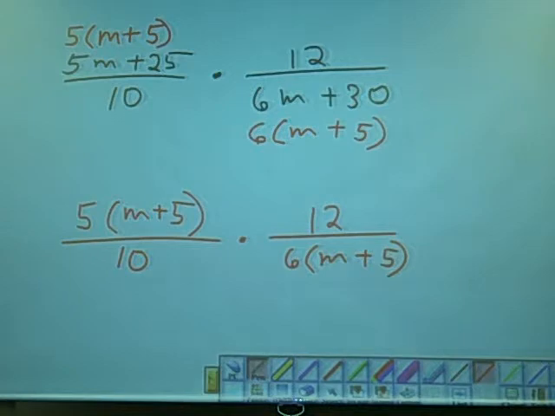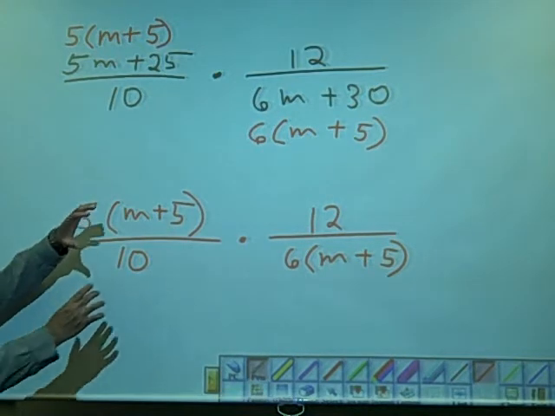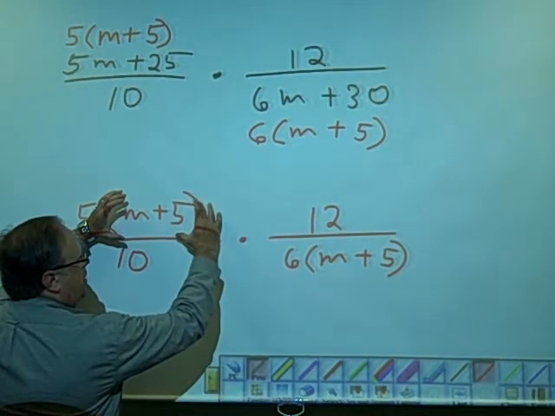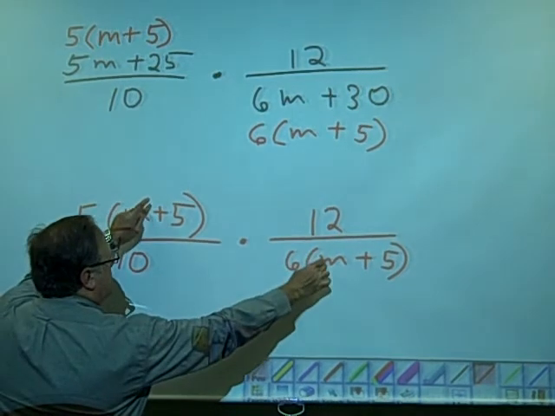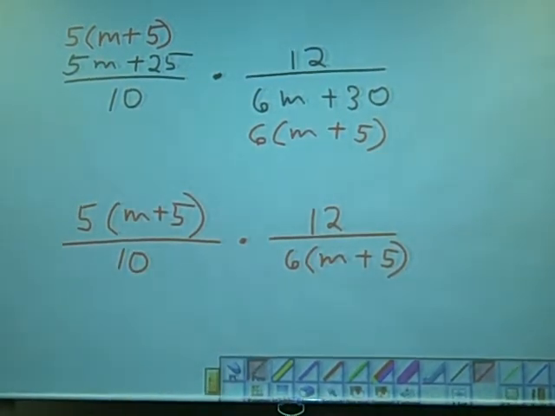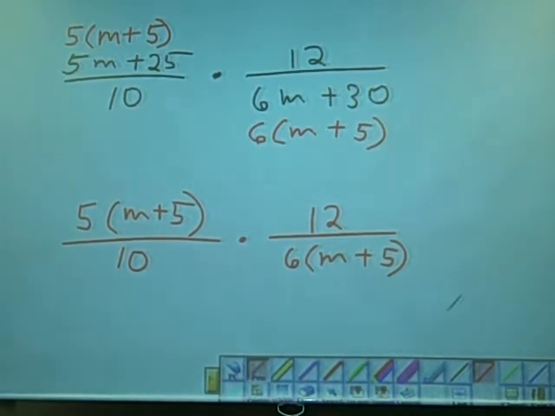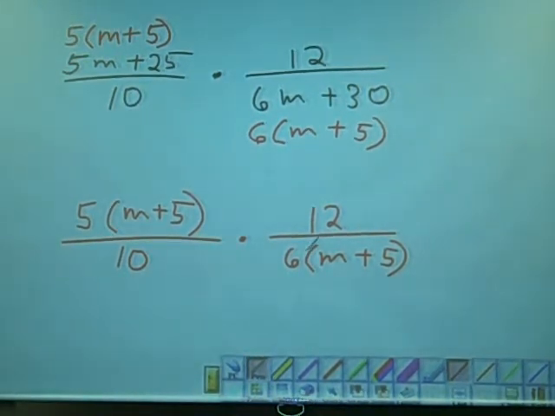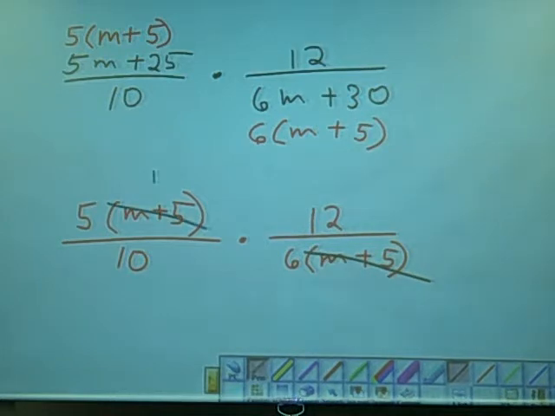Now, as long as you have this m plus 5 in parentheses as a quantity, you can cancel these two. Okay, but they have to be exactly the same inside the parentheses. Well, they are, so we can cancel. Okay, anytime you cancel something completely, you want to put a 1 there. All right, well, let's see. 5, that can cancel into the 10, right? And that gives us a 2.